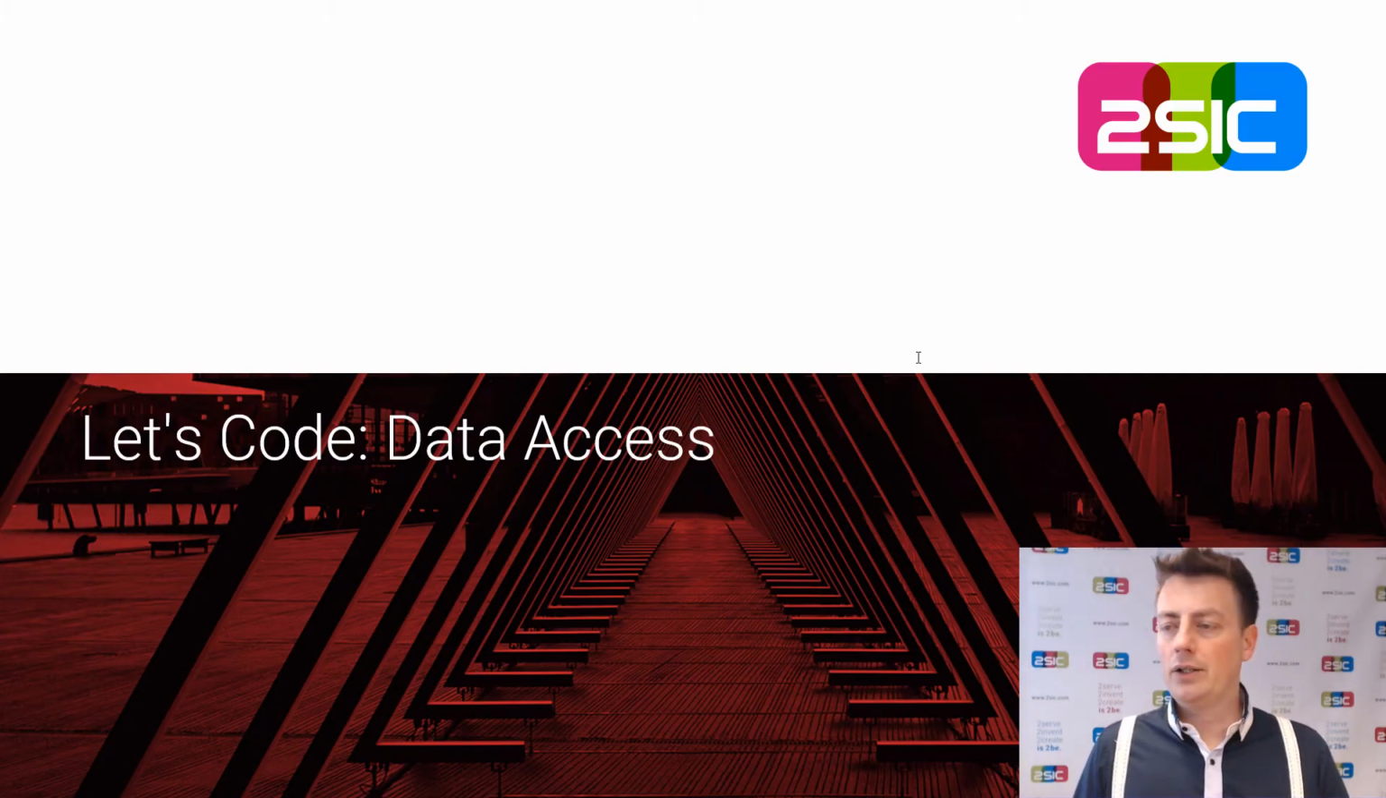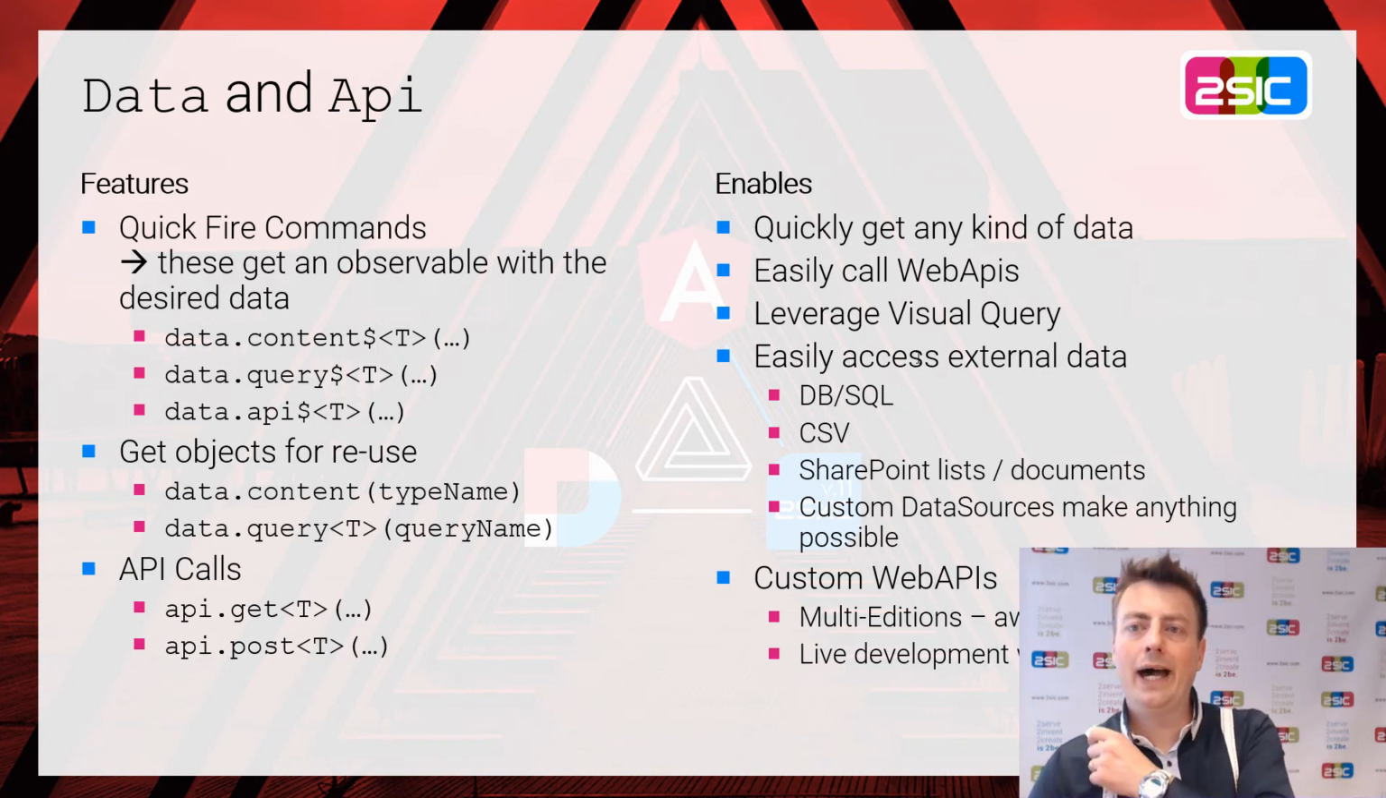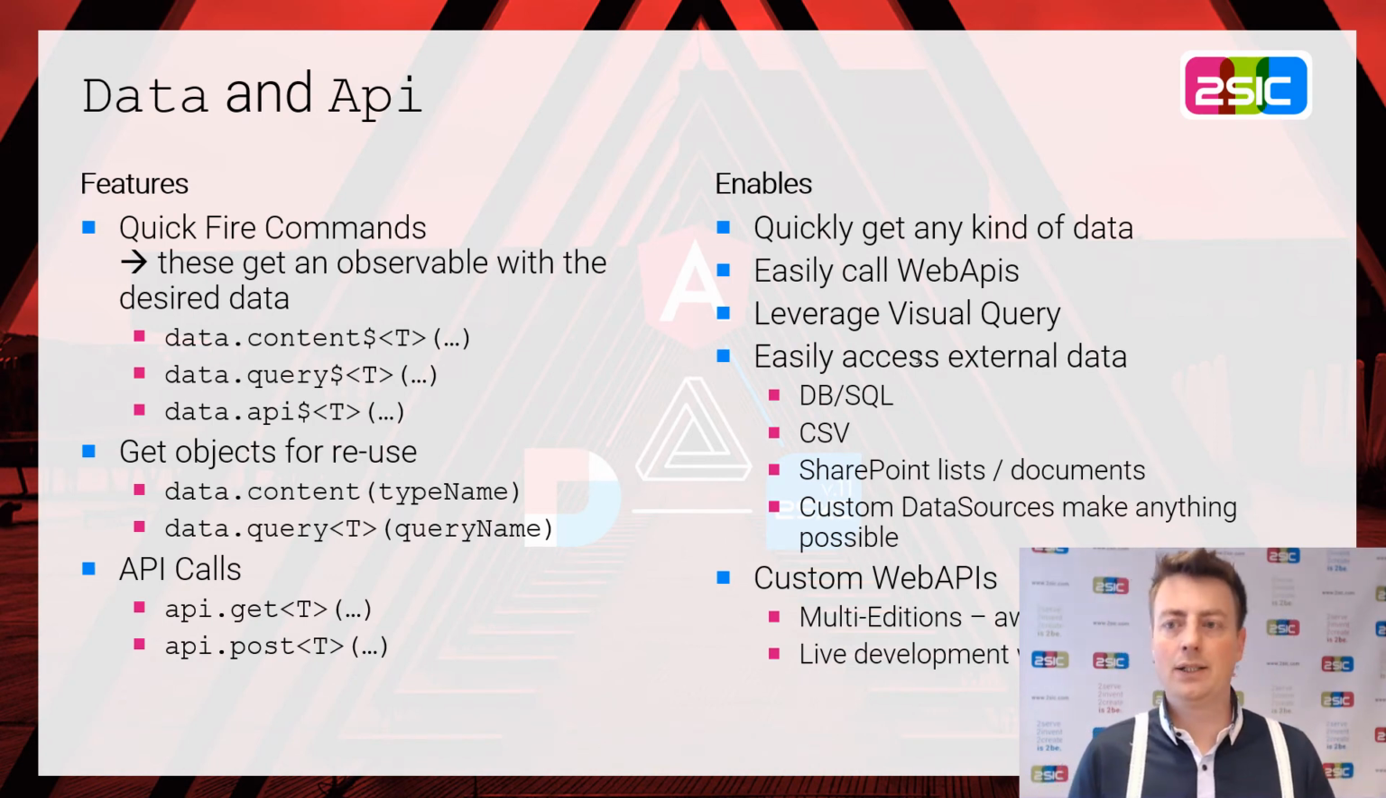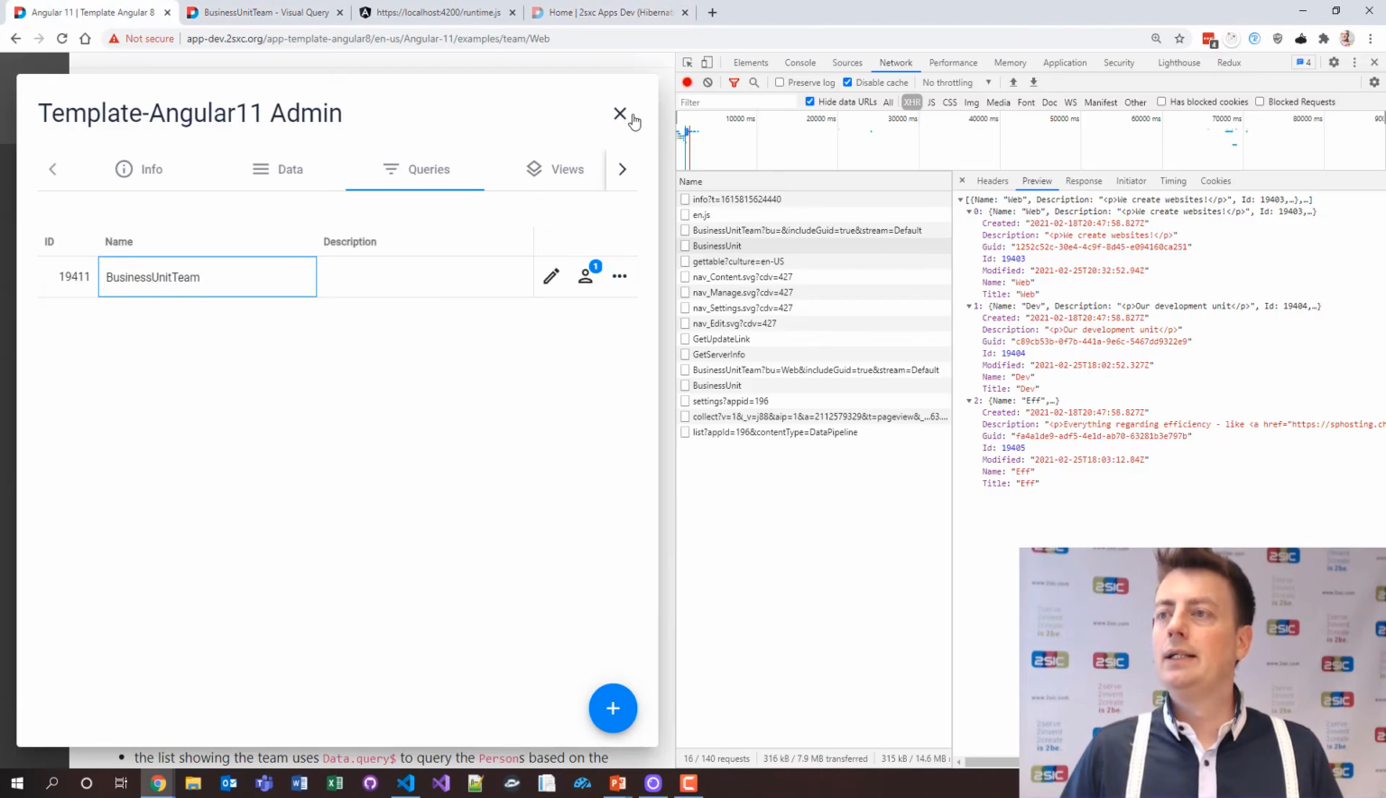So let's go back to the thing here. What do we have here? We have very simple APIs like content stream, query stream, API stream, just to get data. Let's quickly have a quick peek at the API, by the way. Same thing here.